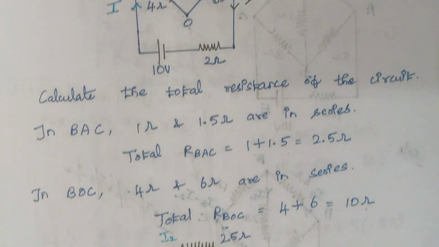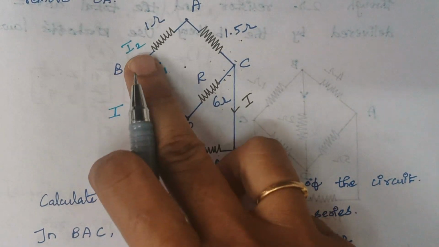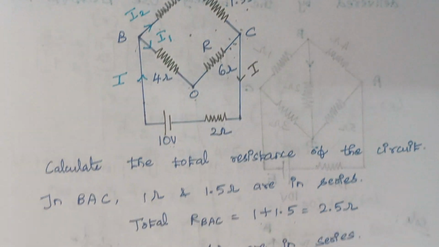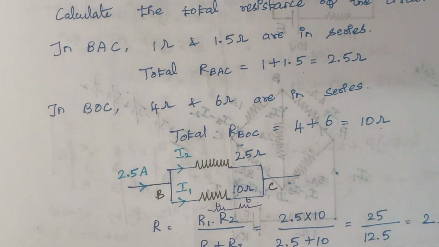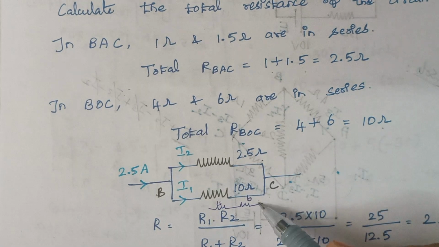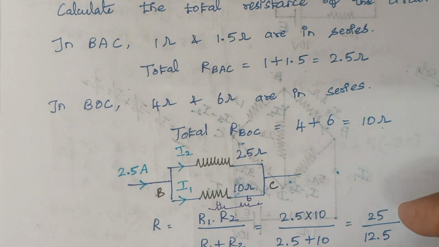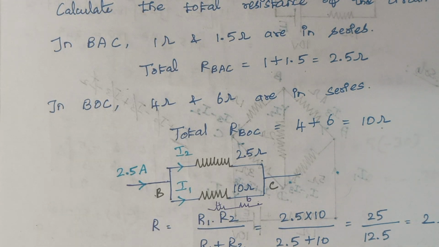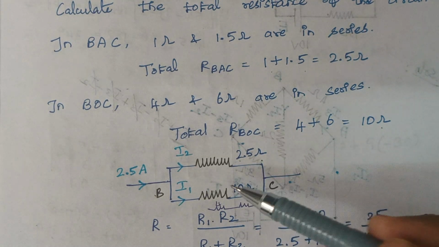So here the total resistance is 2.5 and here it is 10. Therefore, just draw the diagram. Here it is 2.5 and here it is 10. Now, we have to calculate the total resistance. So, how to find the total resistance here? Here these two resistors are connected in parallel.